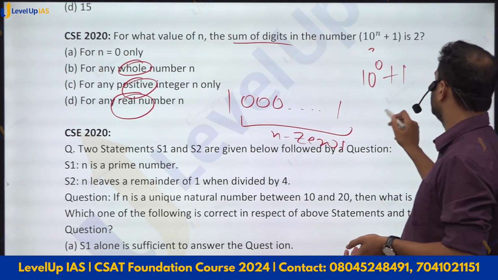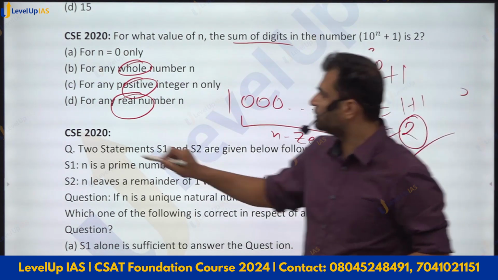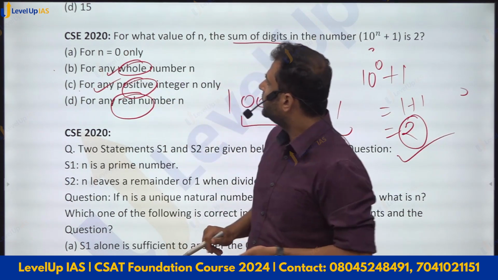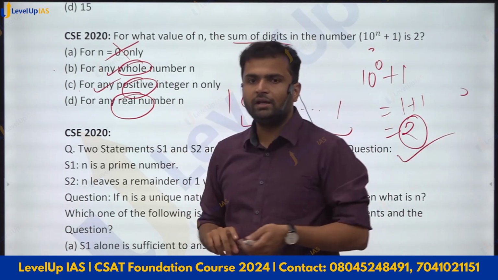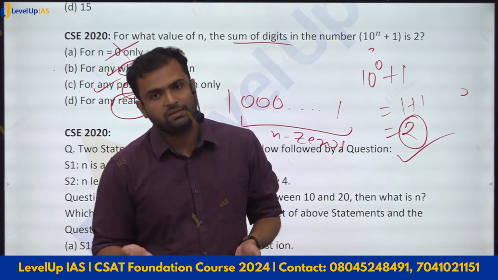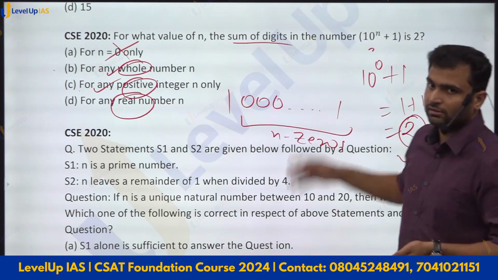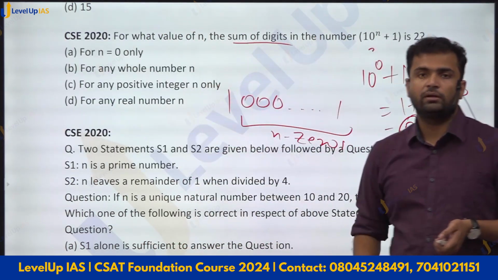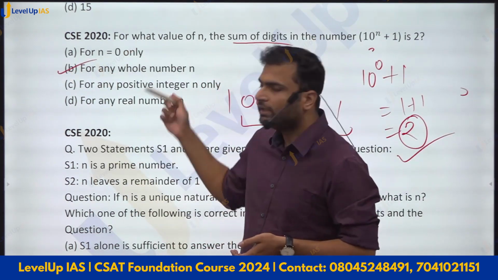10 raised to 0 plus 1, which is 1 plus 1, which is 2. So it is true for this as well. So this is true for this, and for this, and this 0 only, that is not true. But for any real number, definitely not, because real numbers involve all the rational numbers as well as irrational numbers, and powers of 10 raised to rational and irrational numbers, that is simply beyond the course or beyond our understanding. So answer here should be B, and it is B in fact.